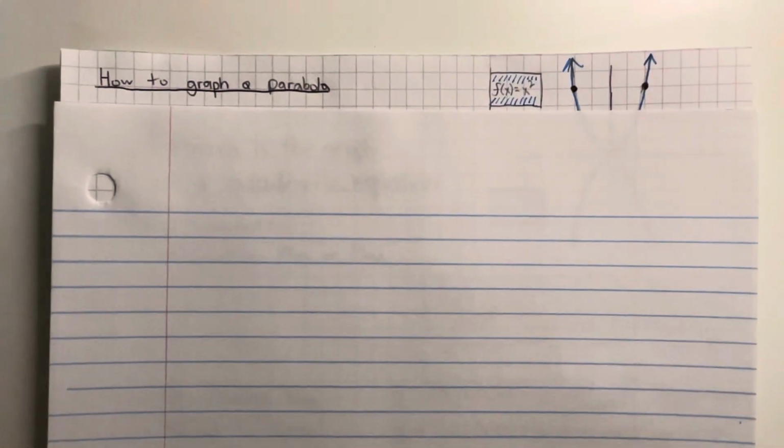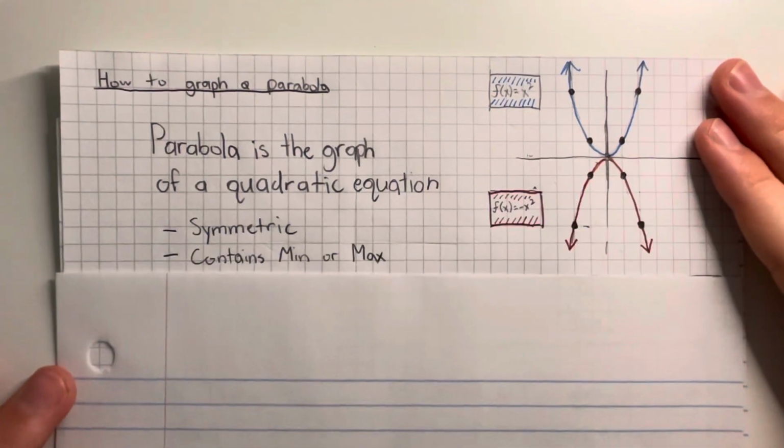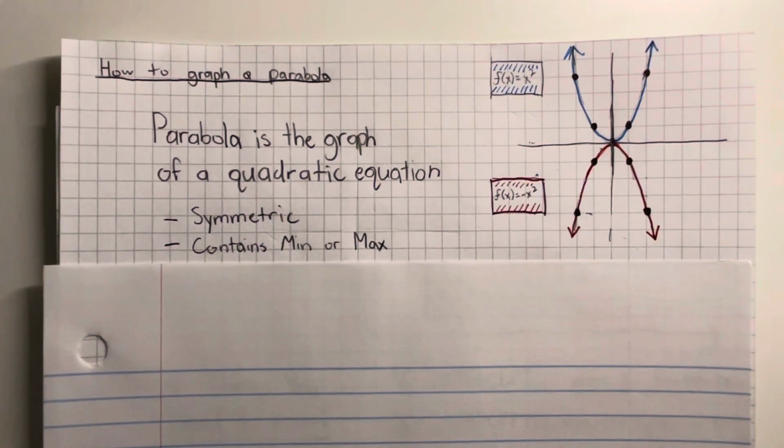Hi, my name is Lucas Weintraub, and today I'm going to show you how to graph a parabola. So what is a parabola? A parabola is the graph of a quadratic equation. It's symmetric and it contains a minimum or maximum.